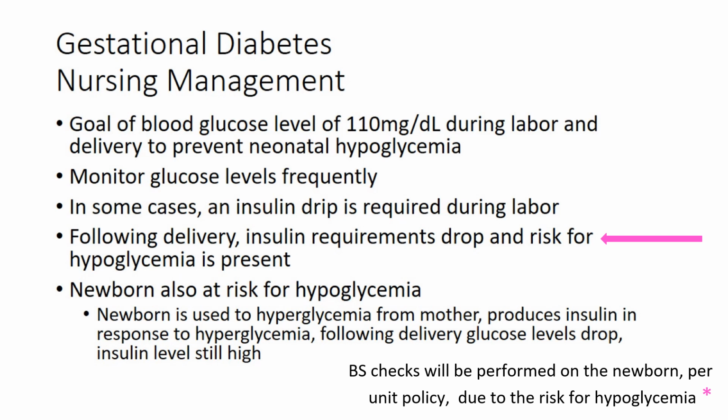The newborn is used to hyperglycemia from the mother, produces insulin in response to hyperglycemia, and following delivery, glucose levels drop, and insulin levels still are high. That is why the newborn is at risk for hypoglycemia. Blood sugar checks will be performed on the newborn per unit policy due to this risk.